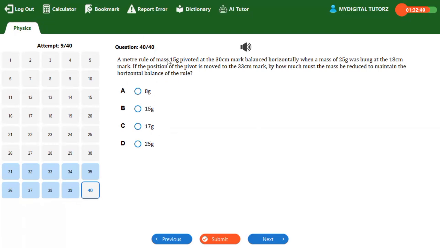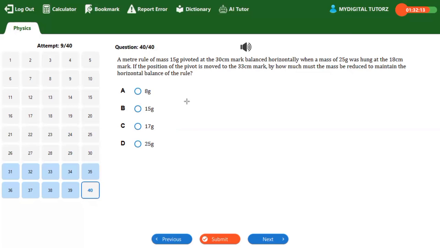A meter rule of mass 15 gram pivoted at the 30 centimeter mark balanced horizontally when a mass of 25 gram was hung at the 18 centimeter mark. Now, if the position of the pivot is moved to the 33 centimeter mark, by how much must the mass be reduced to maintain the horizontal balance of the meter rule? So now here is what we have. Now this is under equilibrium.